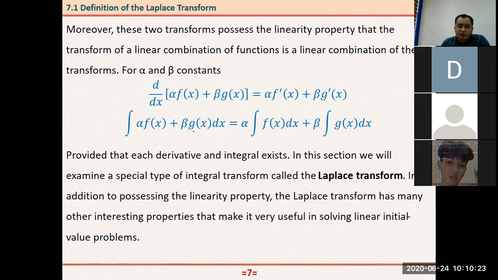The same thing holds for the integral. The integral of alpha times f of x plus beta times g of x is the same as alpha times the integral of f of x dx plus beta times the integral of g of x dx.